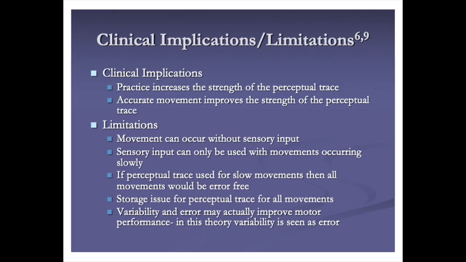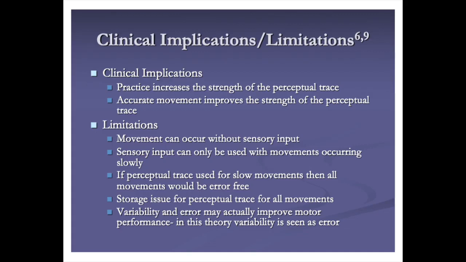If the perceptual trace is used for slow movements, then at some point, theoretically, the perceptual trace would get so strong and it would be able to account for our movements so well, our movements would be error-free. And that doesn't always happen. So that would be an issue. And if you think about having to store a movement trace and a perceptual trace, that would mean for every single movement we do, we would have to be storing two traces. And that eventually would lead to a storage issue.